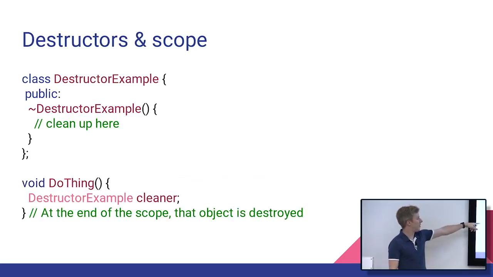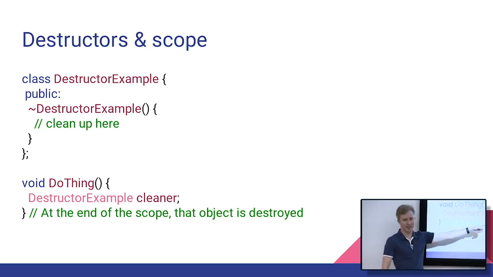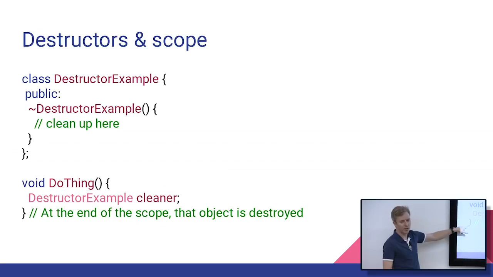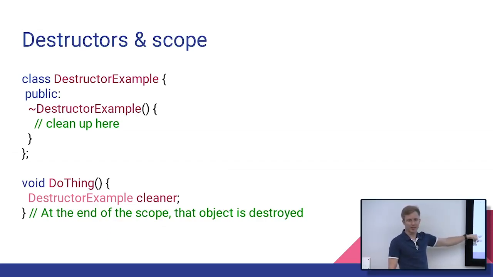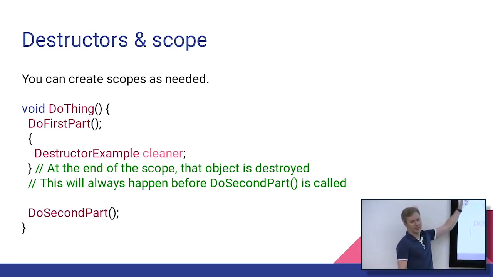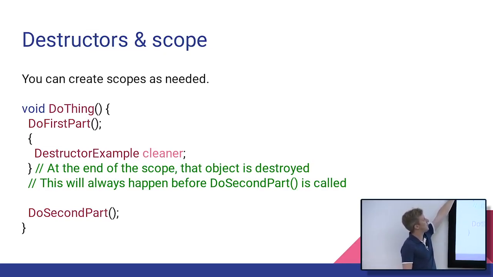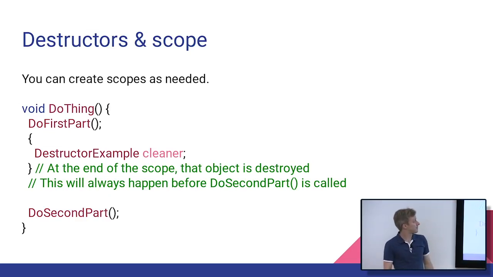For example, if I have a function and that's my class, as soon as we hit the closing brace here, this is going to call all the destructors for all the objects in that function. And you can actually insert these wherever you want to force local destruction, so that it gets cleaned up between the first part and the second part.